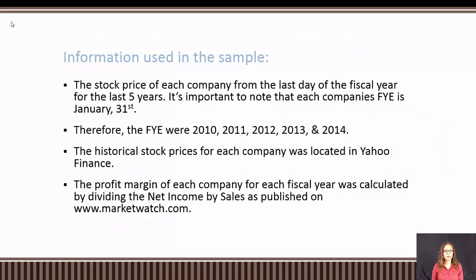Information used in the samples was the stock price of each company, dated from the last day of the fiscal year over the last 5 years. It is important to note that each company's fiscal year ends on January 31st. Therefore, the fiscal years included were 2010, 2011, 2012, 2013, and 2014. The historical stock prices for each company were found using Yahoo Finance. The profit margin of each company was also calculated by dividing net income by sales as published on MarketWatch.com.